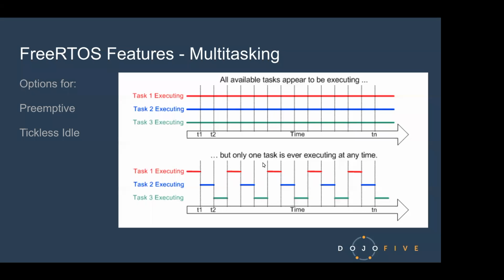It is preemptive in most configurations, which means that maybe a task isn't done executing, but something else of higher priority becomes ready to execute. Preemptive means that FreeRTOS will jump in, stop the lower priority task from executing and start the higher priority one. So it will preempt, and you can turn that on and off, as well as tickless idle. In a more naive implementation of an RTOS, it would wake up every single time slice, like you're seeing on this graph, T1, T2, T3.